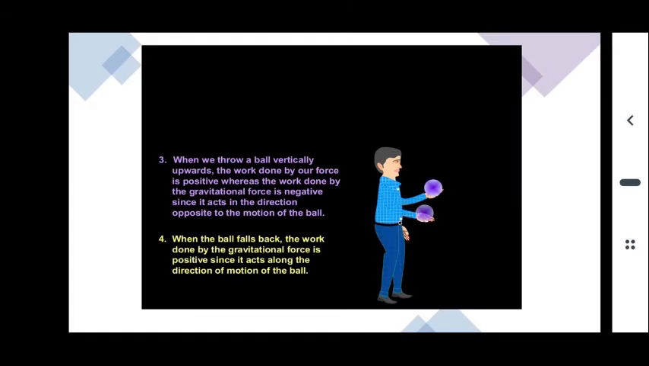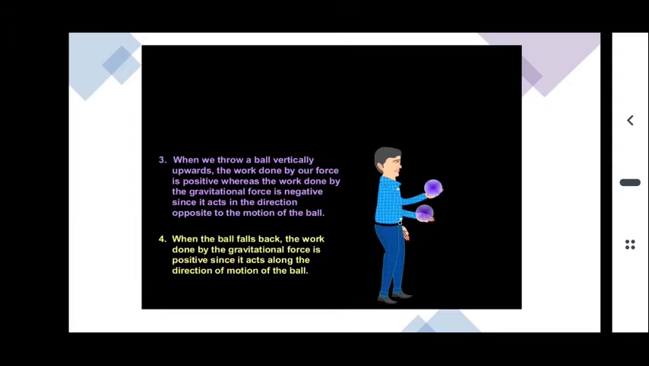Similarly, whenever a ball is thrown vertically upwards, the work done by us will be positive, whereas the work done by gravity on the ball will be negative because it will be in the opposite direction. That is an example of negative work done. And when a ball falls back, the work done by the gravitational force is positive since it is acting along the direction of the ball's motion. So whenever we give a reference point and we refer, for us it will be in one sense and for others it will be in the other sense. Our positive and negative differ in that way.